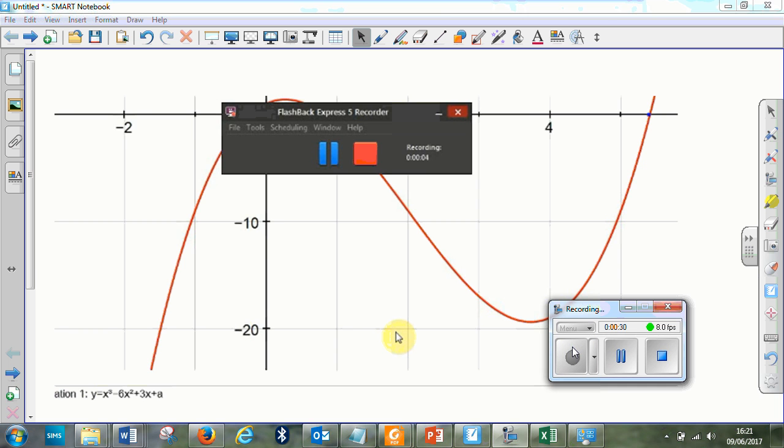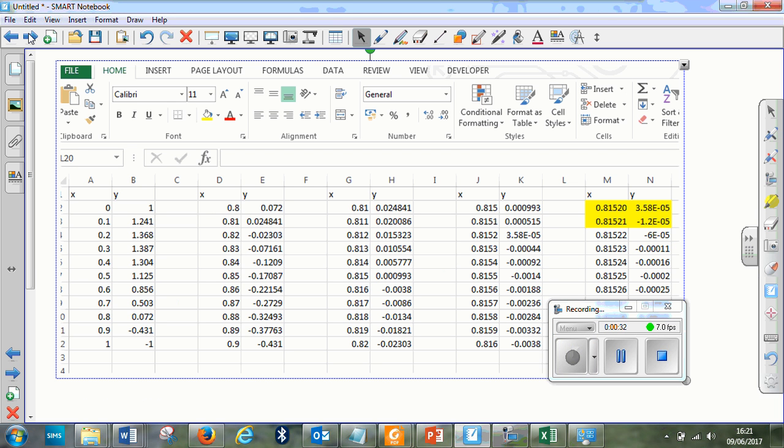So I've pasted in the Excel work that the students should be producing. In here, you can't see the very first table on the far left, where it just shows there's a change of sign between 0 and 1. But you can kind of see that on this first table anyway.